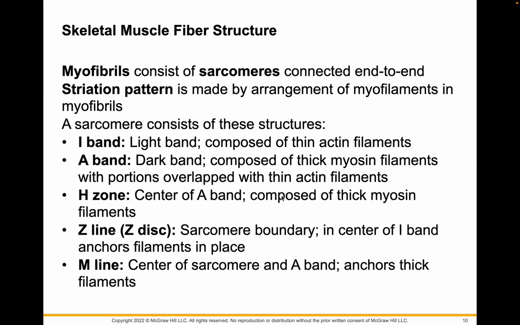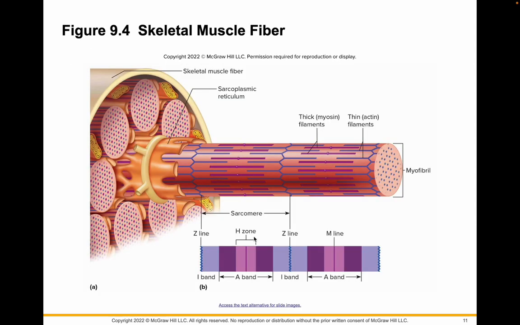overlapping. The Z disc is the sarcomere boundary, so it's at the end or the center of an I band. And we'll show you this in just a second. And the M line is the center of the sarcomere and A band, and it anchors the thick filaments. So let's look at this. One sarcomere has all those parts.